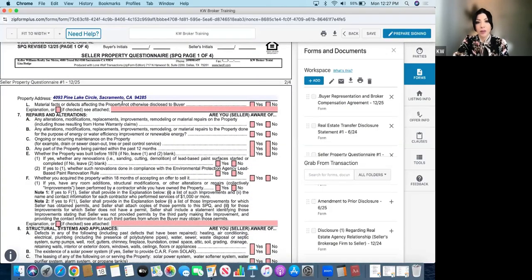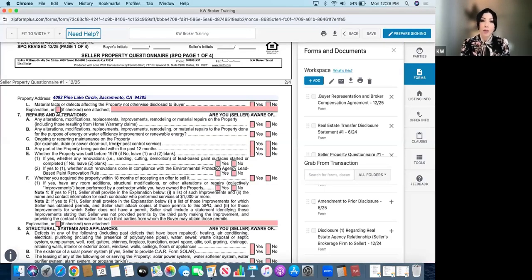Material facts or defects affecting the property not otherwise disclosed to the buyer. Yes or no. This is any of the miscellaneous things. Anything about the property that can't potentially be covered in here, you could mark yes or no. This could potentially be if there were a death in the property 5 years ago, and maybe it was a murder. It wasn't 3 years ago, because you have to disclose if there was a death in the property in the past 3 years. However, you don't have to disclose if it was before that.